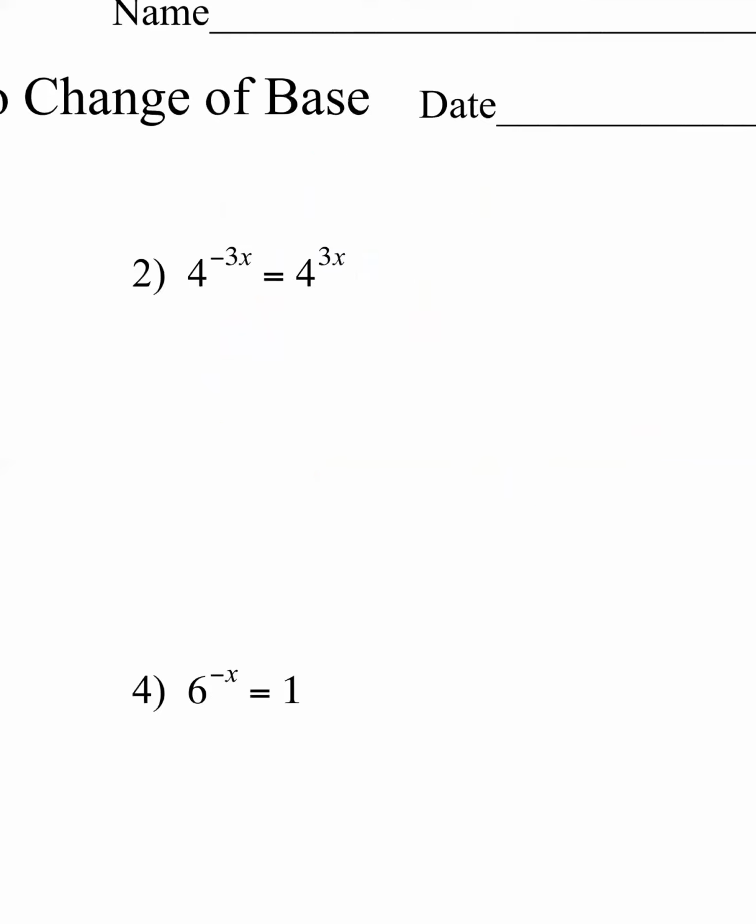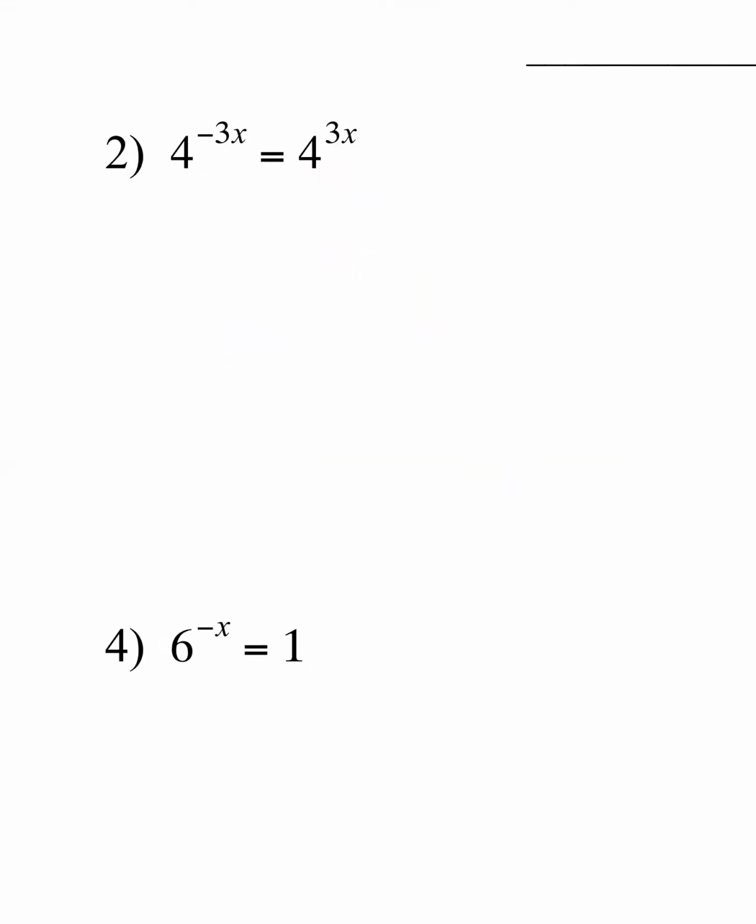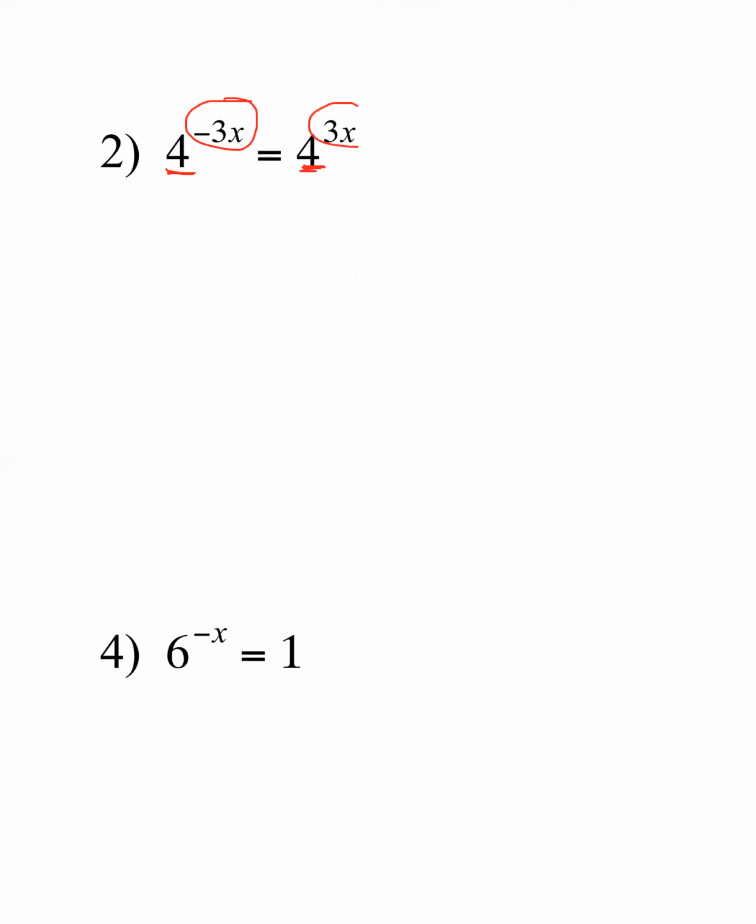Let's look at number 2. So this one, you already have those bases the same, right? It's already a 4, it's already a 4. So I kind of just get to jump to this. These two things have to be equal. So negative 3x must equal positive 3x.